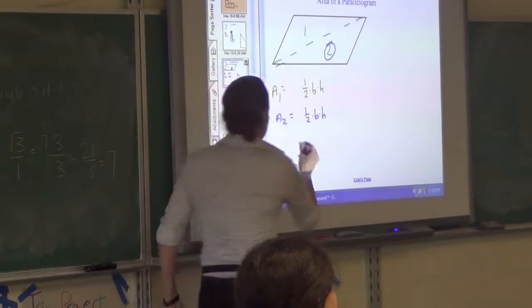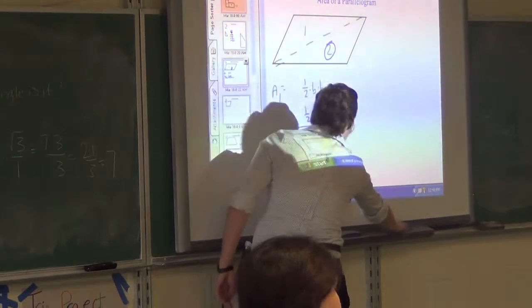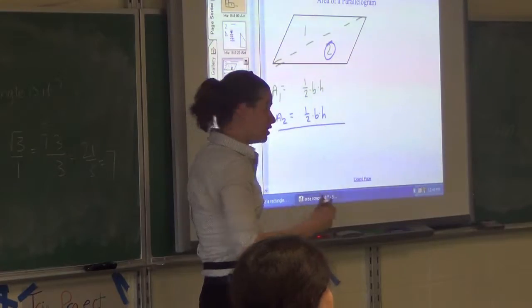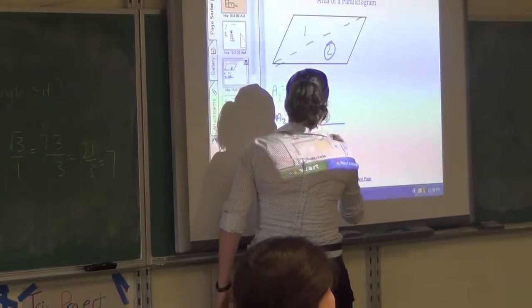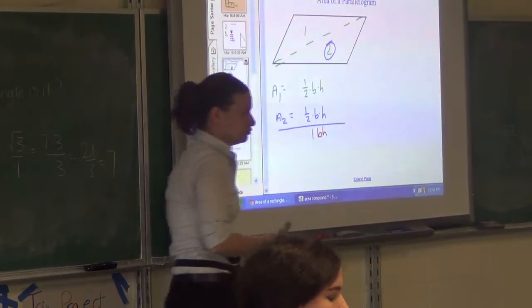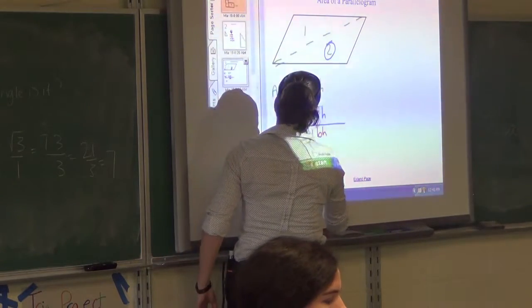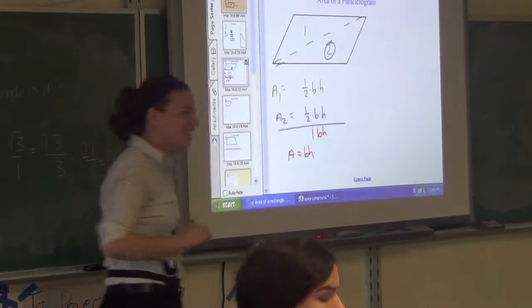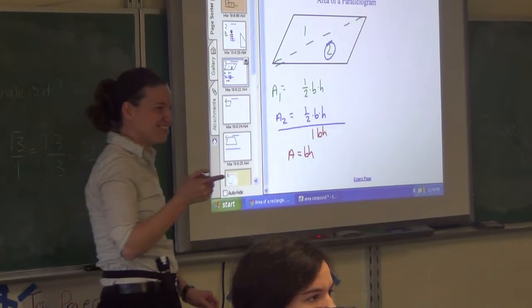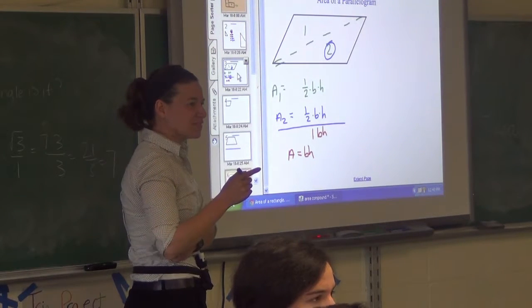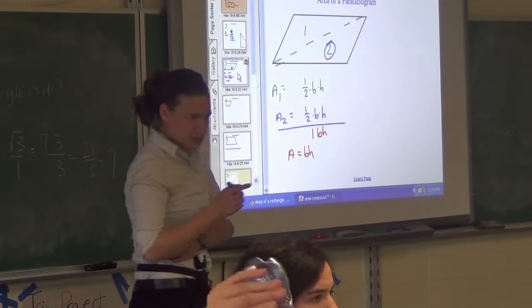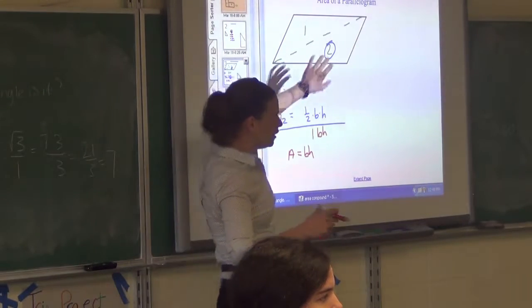Then add those base times heights together. So if I add a half plus a half, that's 1. How many base times heights do I have? Just 1. So it would just be base times height. So the area of the whole thing is base times height. Yay! Get it? Yes. So that's one way.